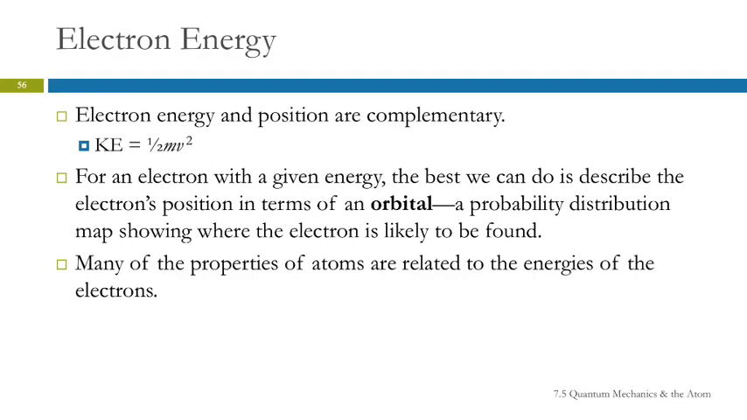That's an orbit. In quantum mechanics, we have orbitals. They're a little bit like an orbit in that they describe where the electron is, but they're very messy. It's just a region in which the electron is likely to be found. The properties of atoms are related to the energies of the electrons, and so the energy of the electrons is very important.